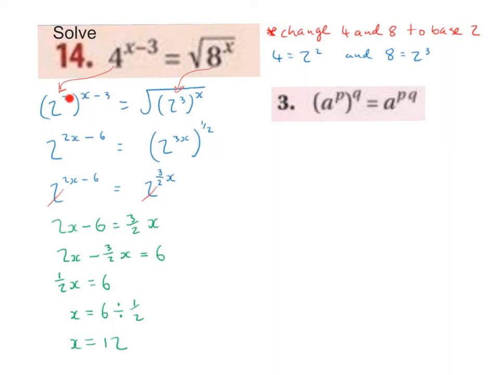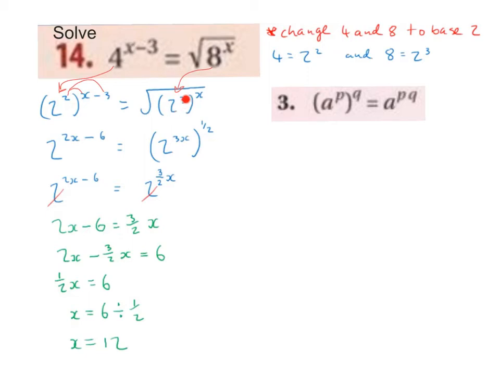So 2 multiplied by x gives me 2x, and 2 multiplied by minus 3 gives me minus 6. A common mistake here would be to just write down a minus 3 here. You have to multiply the 2 by both terms. So 2 by x gives me 2x, and 2 by minus 3 gives me minus 6. Then I have to look on the right-hand side of my equal sign.